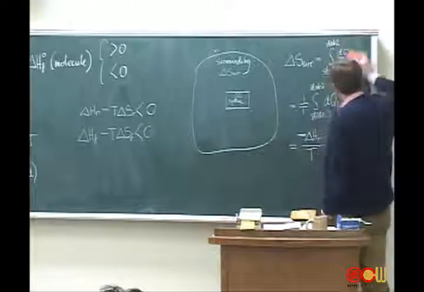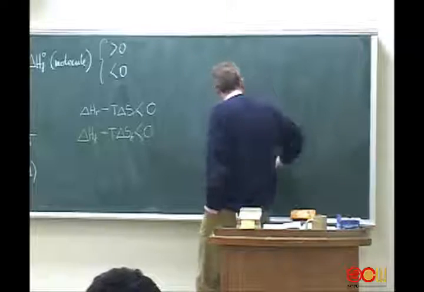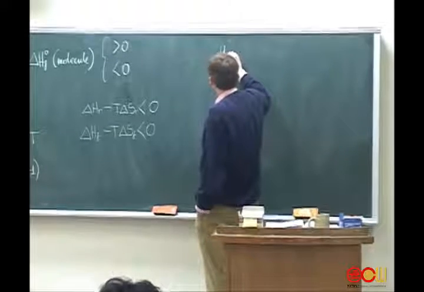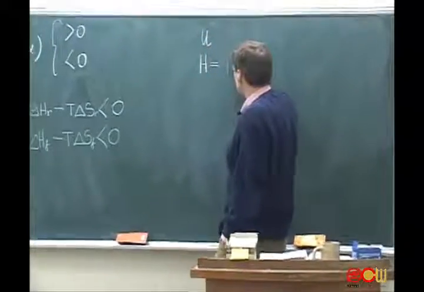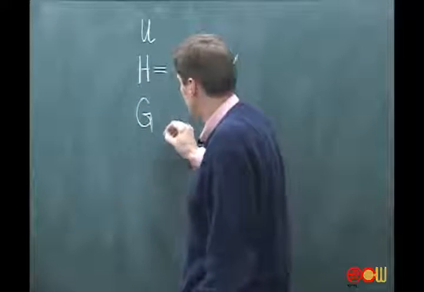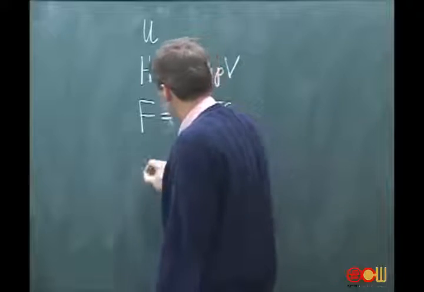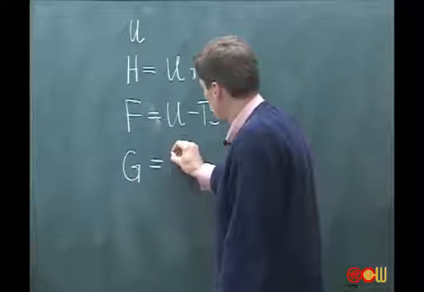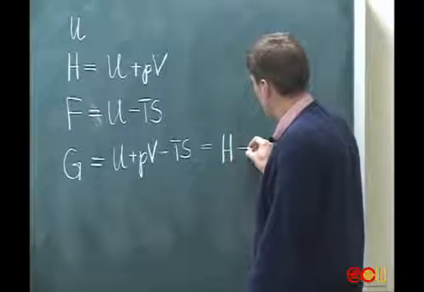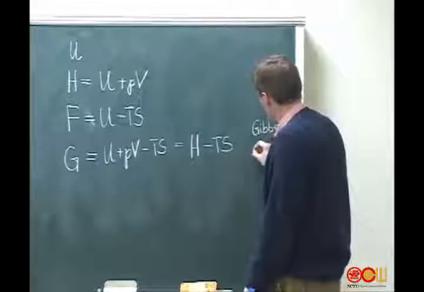Now you probably remember that some time ago I defined four thermodynamic functions. Two of them we've been using a lot, and two of them maybe have some use today. One of them was the internal energy. Next one was the enthalpy, defined as the internal energy plus PV. Next one was the so-called Helmholtz free energy, given as U minus TS. The last one, given as U plus PV minus TS, or in other words as H minus TS, was the Gibbs free energy.